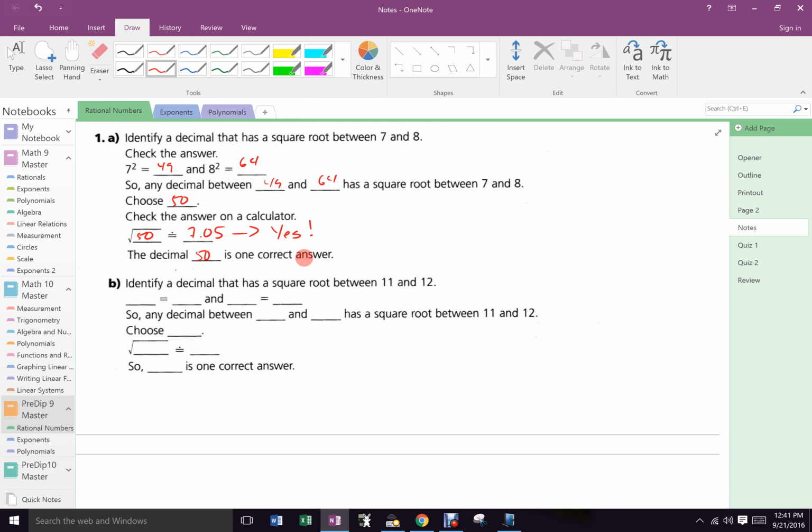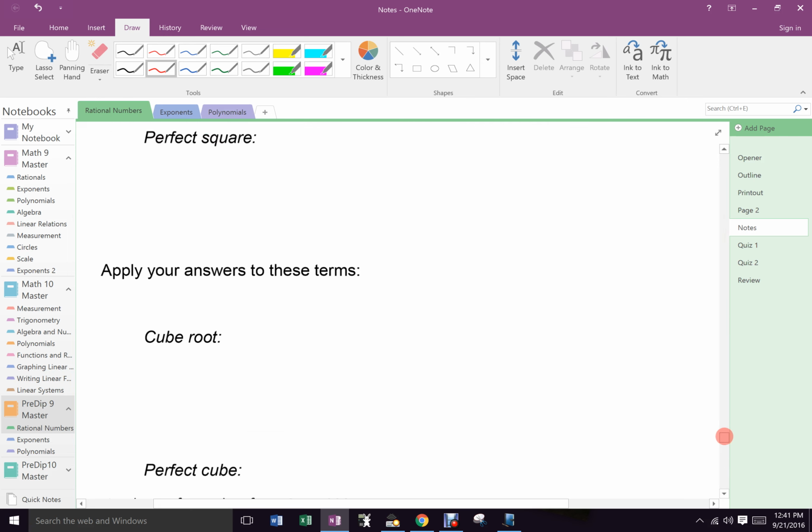51 would work, because 51 is between 49 and 64. Would 64 work? No. That is supposed to be in between. Got it? Now, you may be saying to yourself, Myers, what is the point of this? The whole point of this exercise is that you recognize the nature of numbers. And the last one you can already do in your sleep.